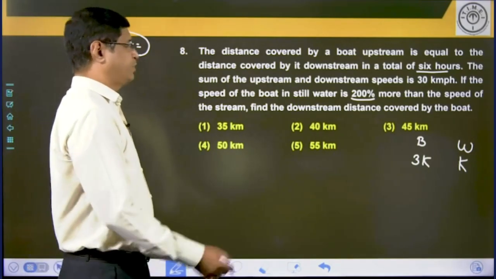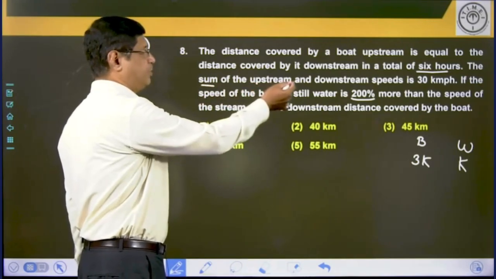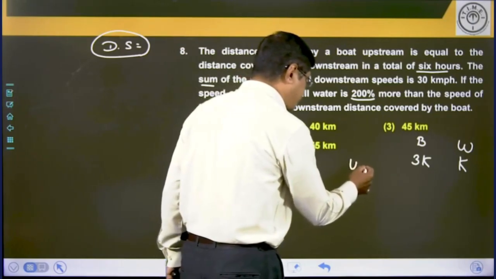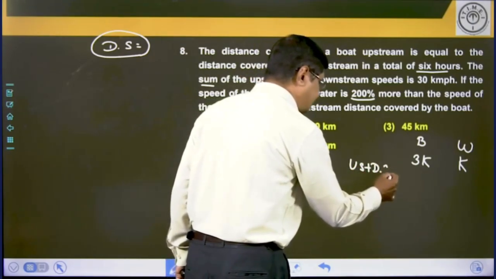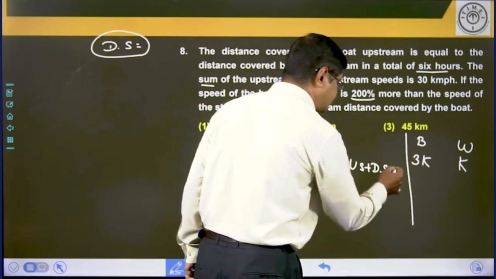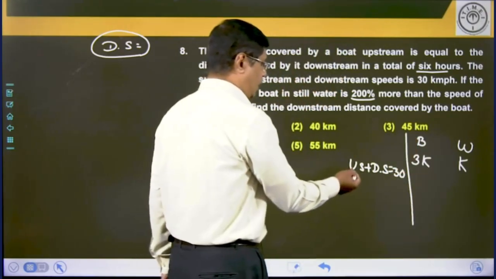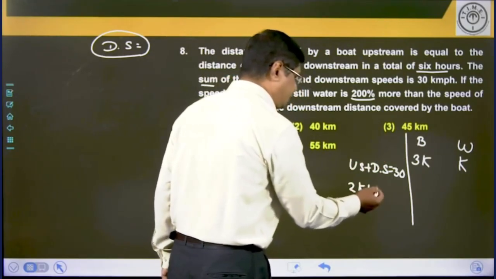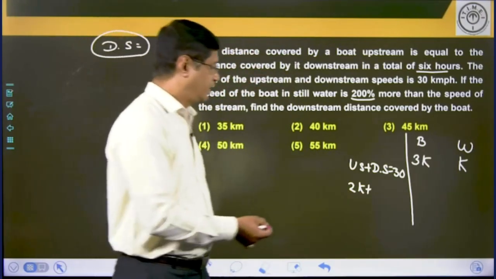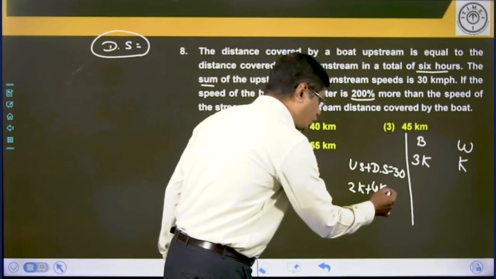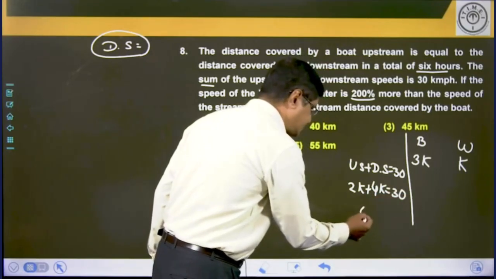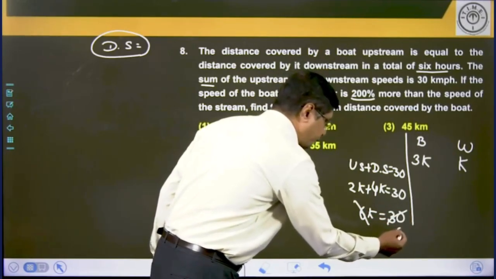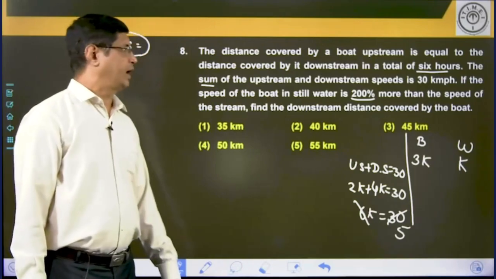And what is the first point here? The sum of the upstream and the downstream speeds is 30 km per hour. Upstream and downstream sum of the speeds is given here. That is 30. Upstream is 3K minus K, that is 2K. Downstream is 3K plus K, it is 4K. The sum is equal to 30, means 6K is equal to 30. The value of K is 5. K is equal to 5.